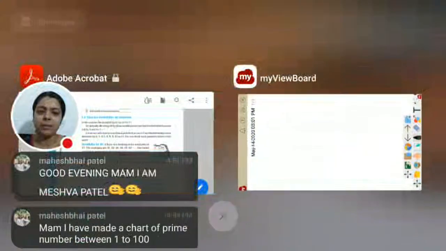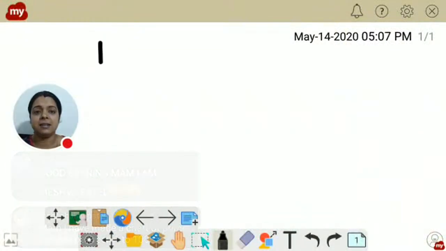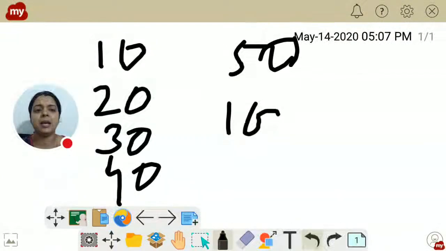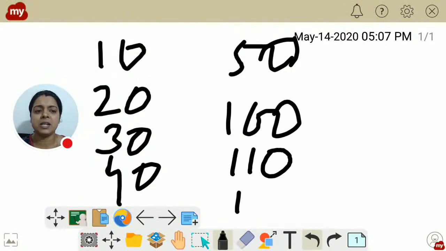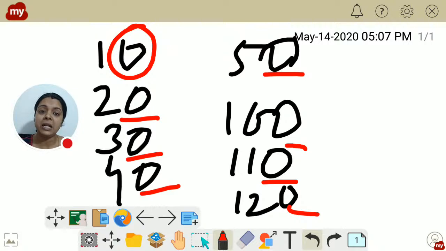The common thing when you take 10, 20, 30, 40, 50, 100, and if you cross it, 110, 120: what is very common here? All are ending in 0. So when you go for the divisibility rule by 10, the rule says any number ending in 0.